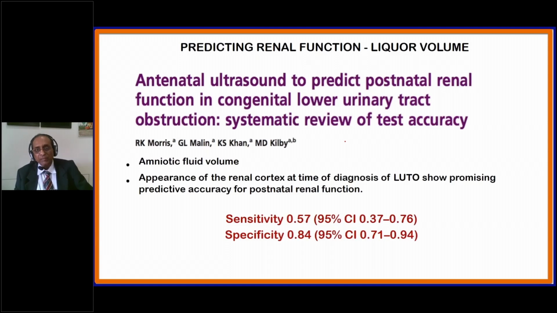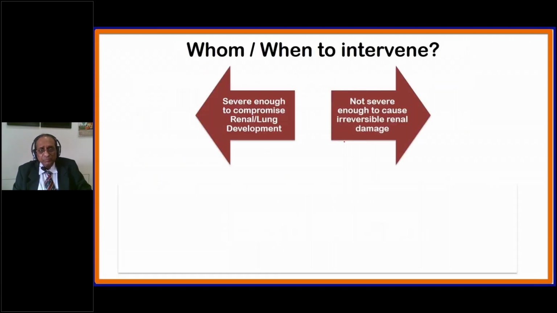Now, predicting renal function antenatally, probably the best is amniotic fluid volume, and the appearance of the renal cortex at the time of diagnosis of LUTO has a reasonable sensitivity and specificity.